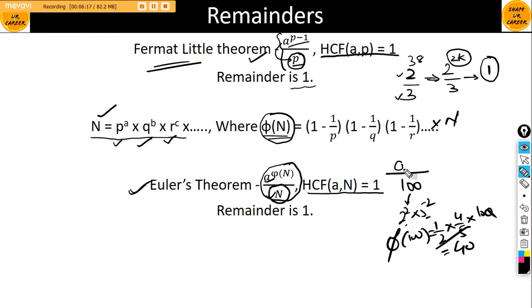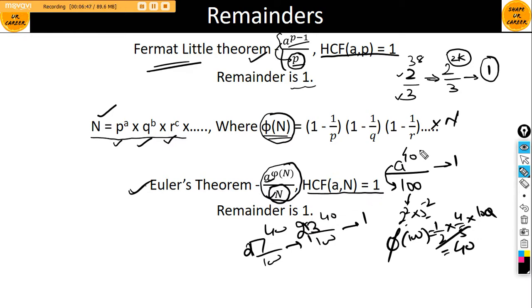Which means any number raised to power 40 divided by 100, remainder will be 1 if a and 100 are co-prime to each other. Like in this case, if I take 3 raised to power 40 divided by 100, remainder is 1. Right, 7 raised to power 40 divided by 100, remainder is 1. Or you take 13, 17, 23, 27, you can take any numbers for that matter. Whatever number is co-prime with 100 leaves me a remainder of 1 when power is a multiple of 40.